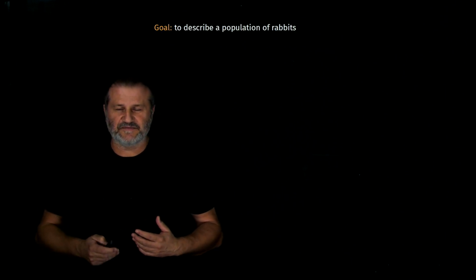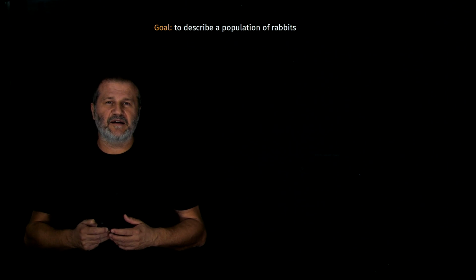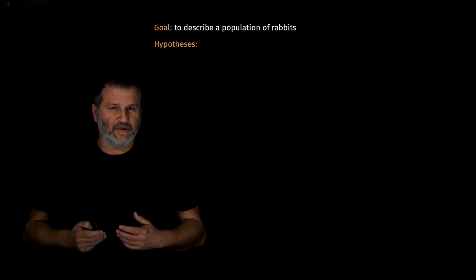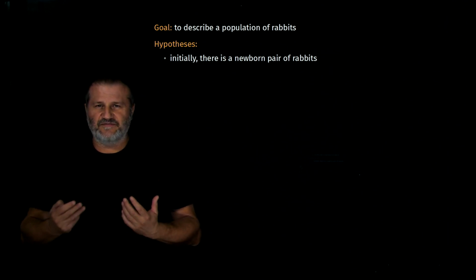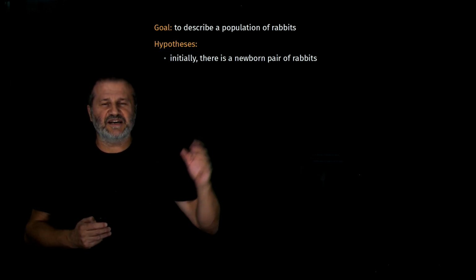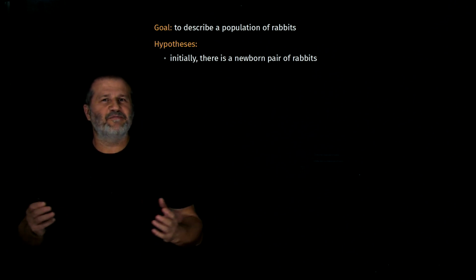Here, we will introduce this sequence through a simplified model for the study of the evolution of a population of rabbits. We will assume three basic hypotheses, which are the following. The first one is that initially, so at the initial time, there is just one pair of rabbits, and this is a pair of baby rabbits.